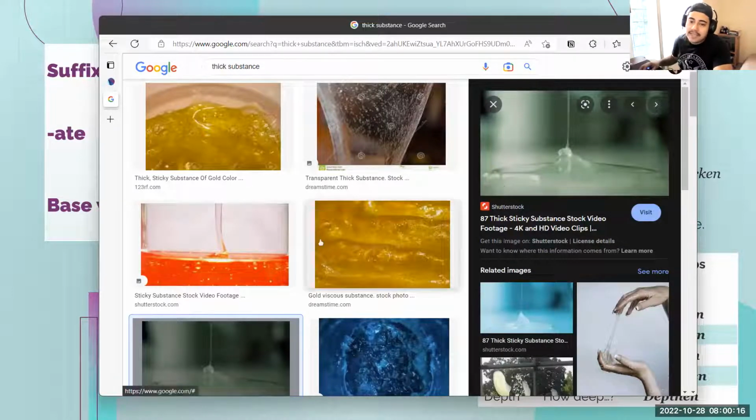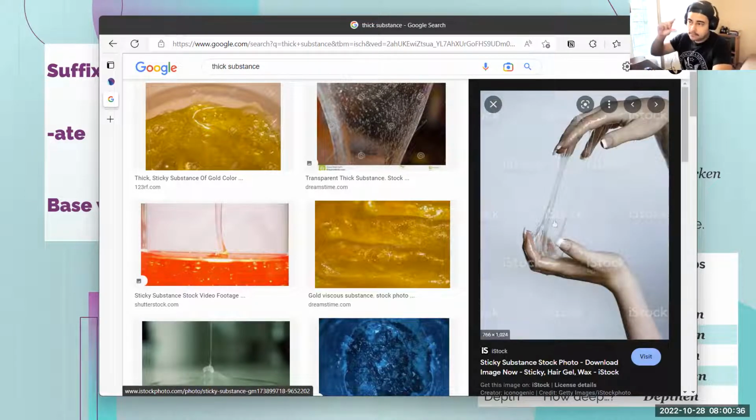Like, for example, marmalade, gel for the hair, hand sanitizer. These are thick substances. Right? Oil for the car. They are thick. Having these examples in mind, in which situation would you need to thicken something?